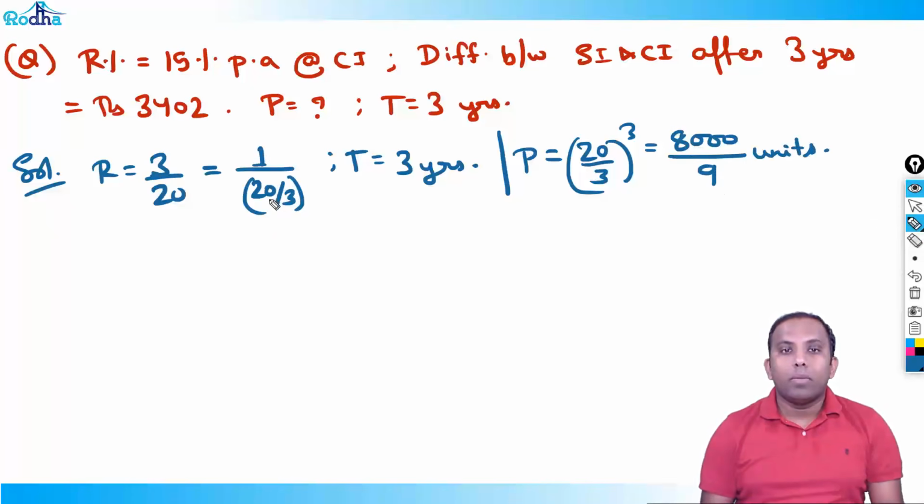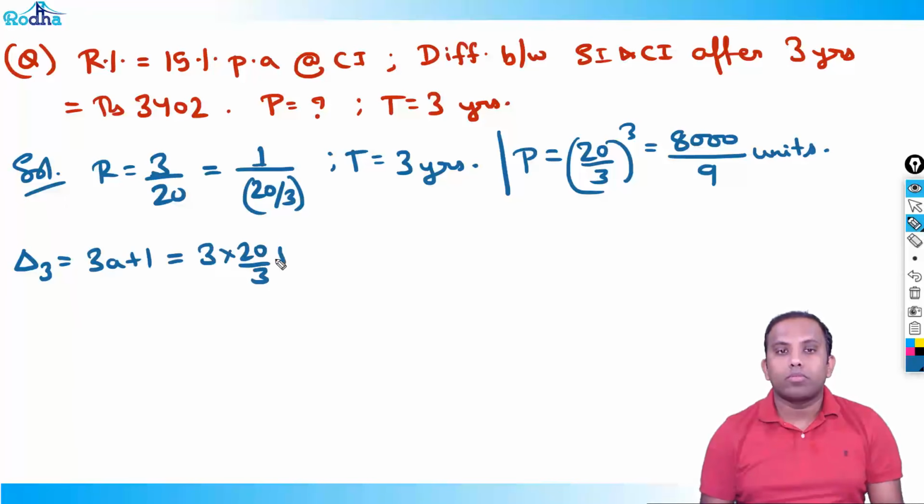It is in 1 by a form, so I can directly write. If the rate percent is in 1 by a form, then the difference between SI and CI after 3 years is 3a plus 1. Delta 3 is 3a plus 1. What is 3a plus 1 here? A is 20 by 3. 3 into 20 by 3 plus 1. That is 21 units. So delta 3 is 21 units, which is equal to rupees 3402.